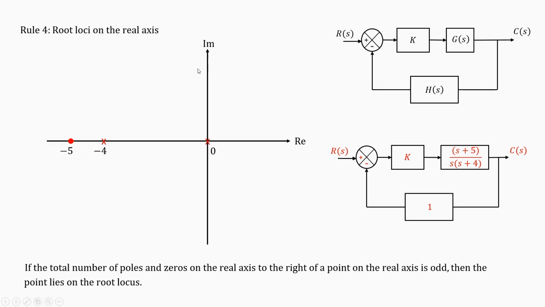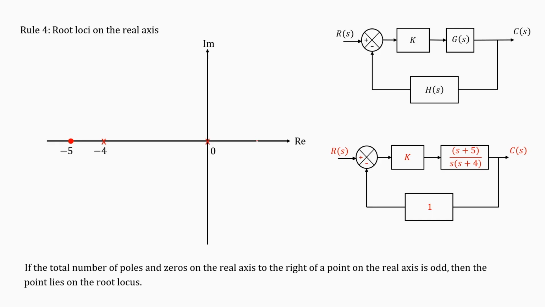Next is, where does the root locus lie on the real axis? So, on the real axis itself, directly on this real axis, where does the root locus lie? Here is the rule. If the total number of poles and zeros on the real axis to the right of a point on the real axis is odd, then the point lies on the root locus. I will explain what this means.